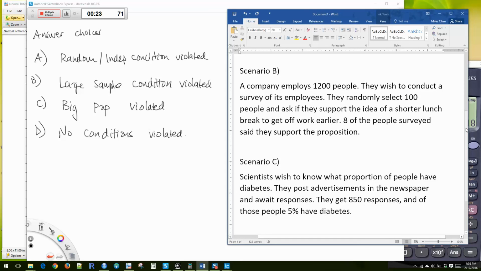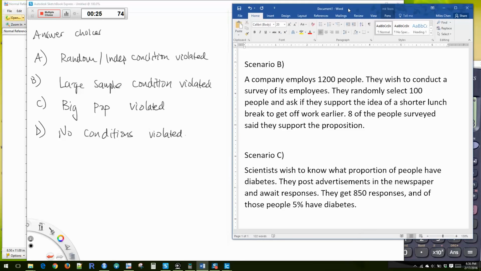That's scenario B. Are any conditions violated there? A company employs 1,200 people. They wish to conduct a survey of its employees. They randomly select 100 and ask if they support the idea of a shorter lunch break to get off work earlier. 8 of the people surveyed said they support the proposition. Click, click, click. Okay, last call for your clicks. Here we go.